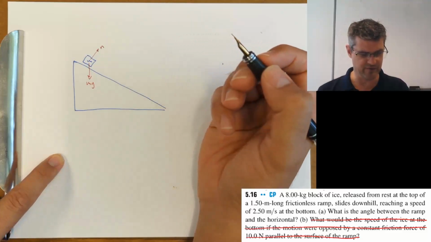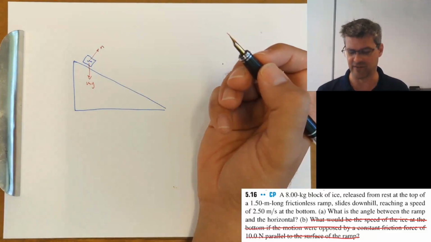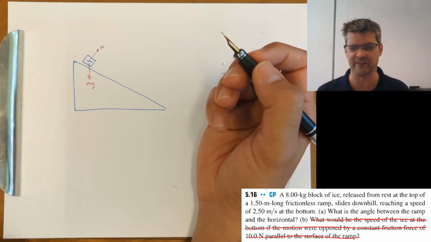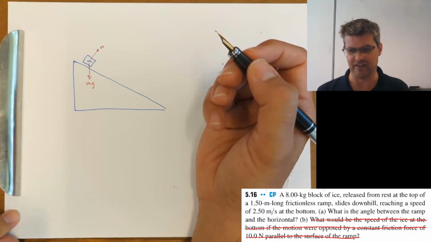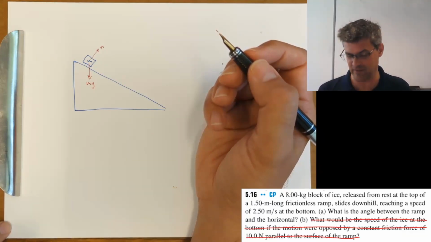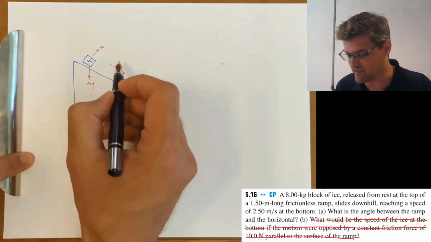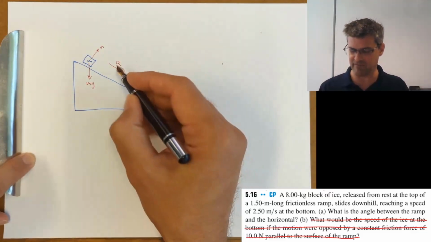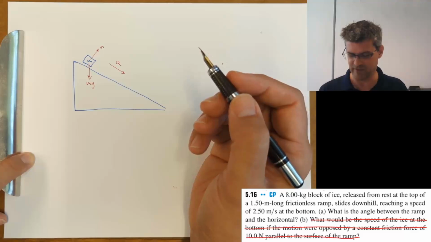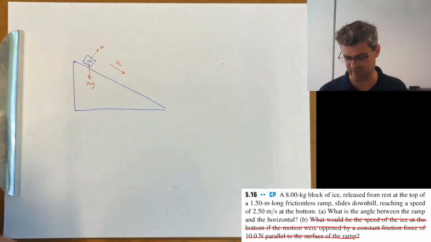What other forces are at play? So there's no friction because it's on ice. There's no strings tied to it or anything like that. We are eventually going to get an acceleration down the plane, but acceleration is not a force. This is everything that's applied.